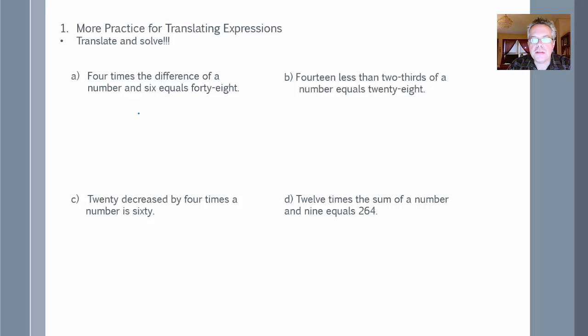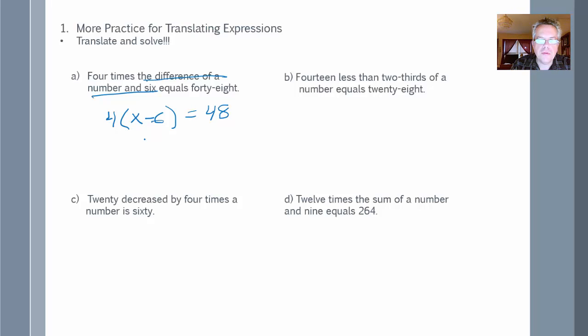The first one says 4 times the difference of a number and 6 equals 48. So this is about a difference, the difference of a number and 6. We represent that with x minus 6. And we're taking 4 times that, so 4 times all of that. And it's supposed to equal 48.